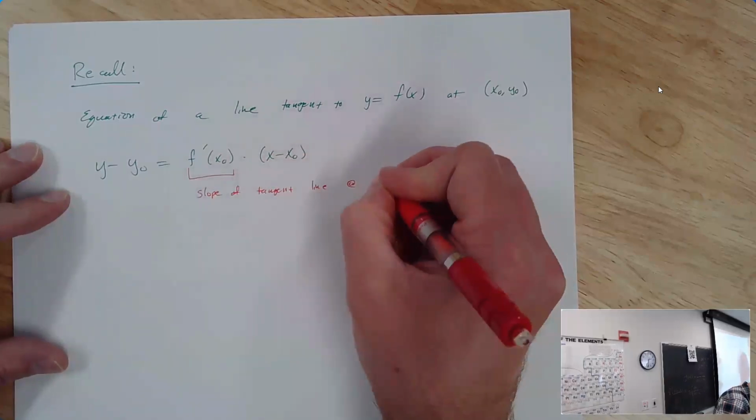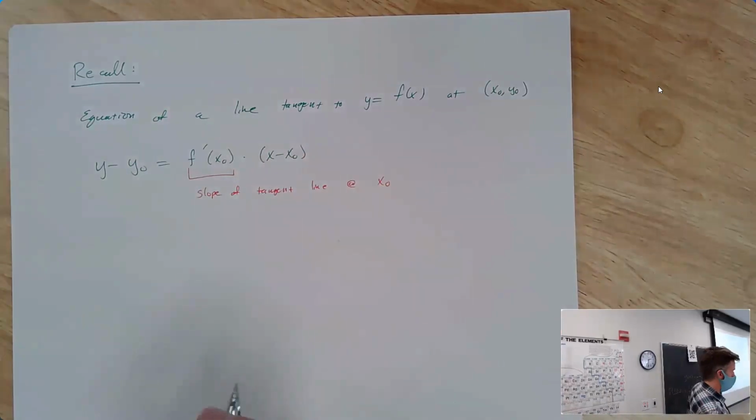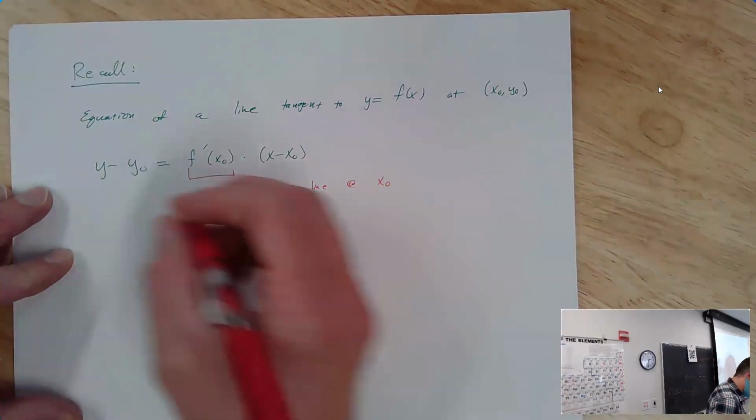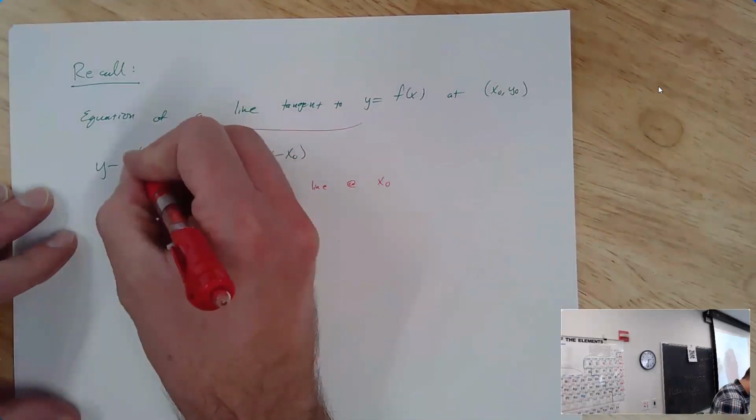At the point, and then you use that slope to find the equation of your line that goes to the point x naught, y naught.